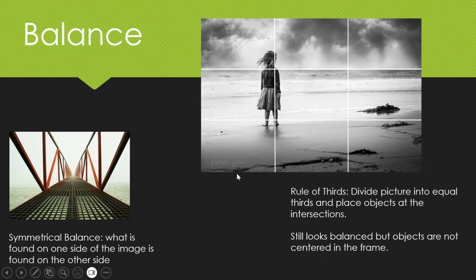Okay, so today we're going to talk about balance. We are going to talk about symmetrical balance and rule of thirds. Symmetrical balance is when you place an object or a person right in the middle of your frame. You're going to have the same amount of space on the left hand side just as the right hand side.